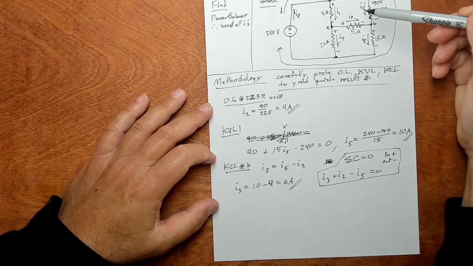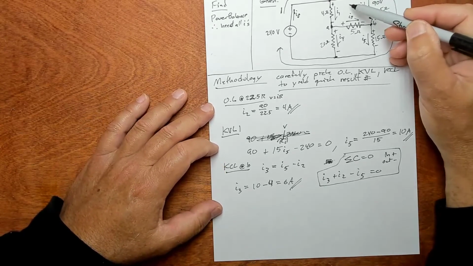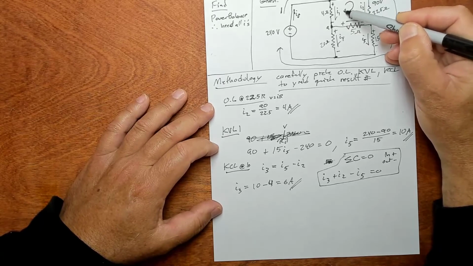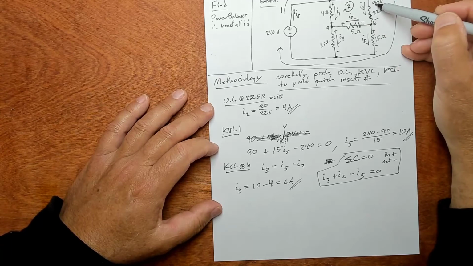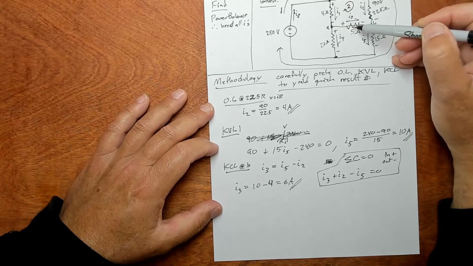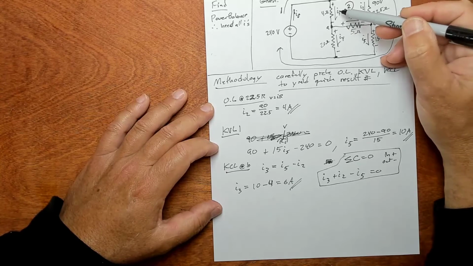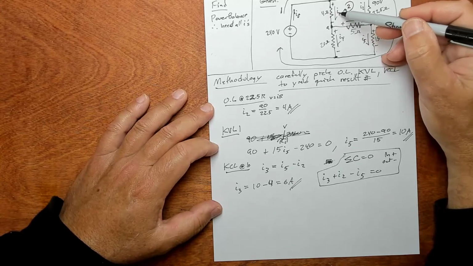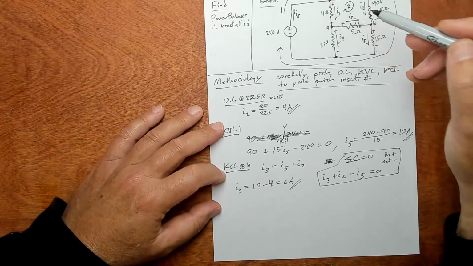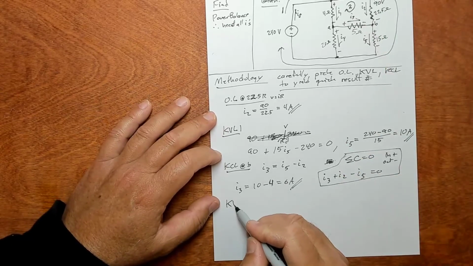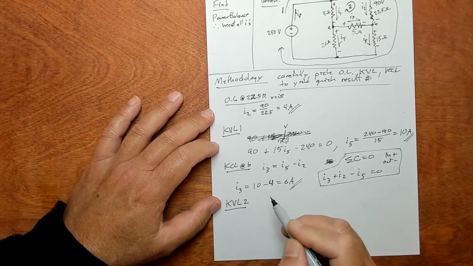If you look at this loop right here, let's call that loop 2. We've got the 90 volts. We've got I3 and 5. So by Ohm's law, we've got the voltage here. We could get the voltage with the 4 ohms and I1 here, and the only unknown would be I1. So that one will work. So do KVL at loop 2.